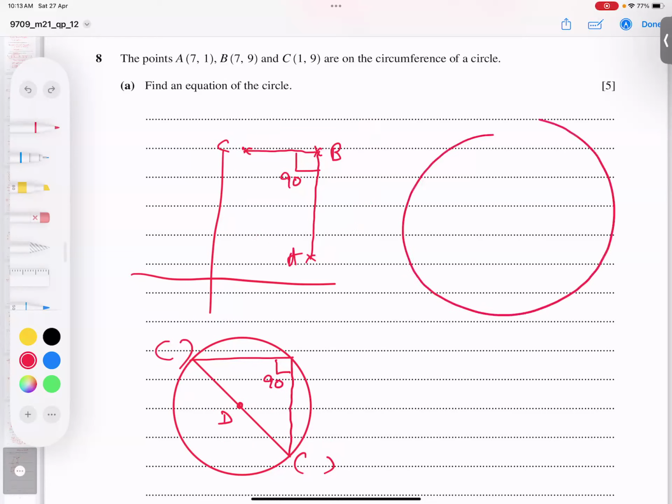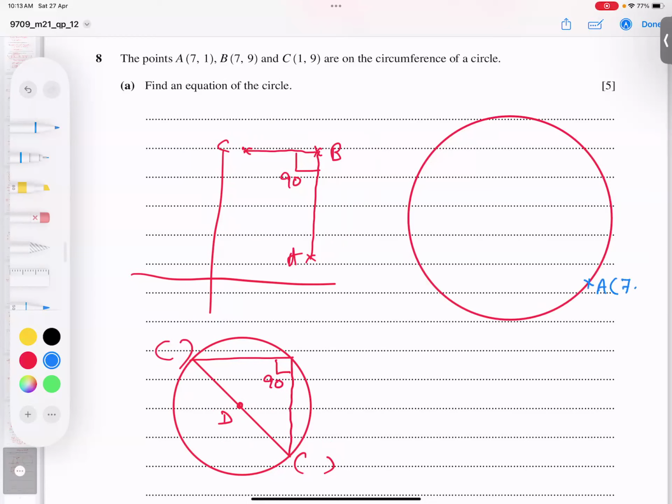So first of all, I draw a circle. This diagram is just for you, no need for the examiner. So this is A, and I'm writing (7, 1), and exactly here. Wait a minute.